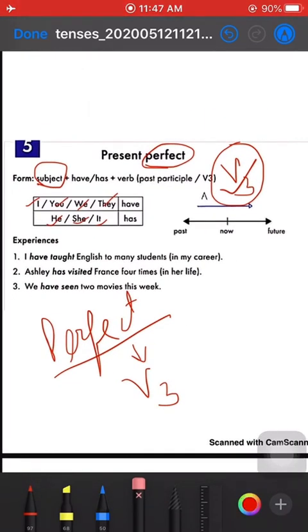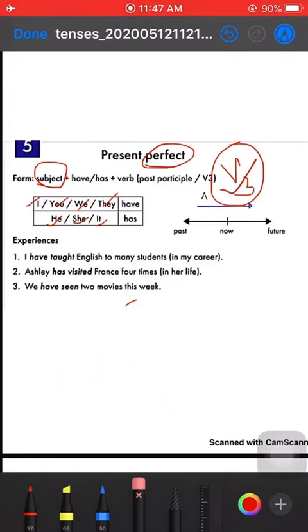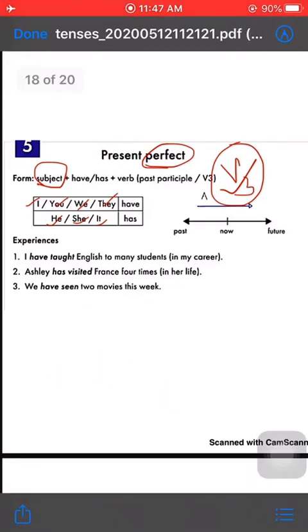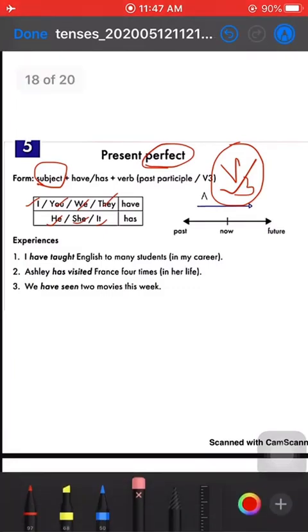Yes. So here we have the first use of the present perfect tense: experience. When people, or we, are talking about experiences. Sentence number 1 is about my experience in my teaching career. Of course, I am still a teacher, so my career is not finished, it's continuing.